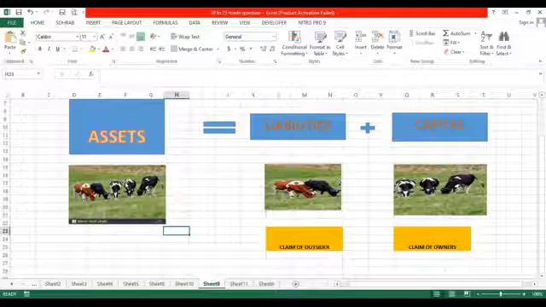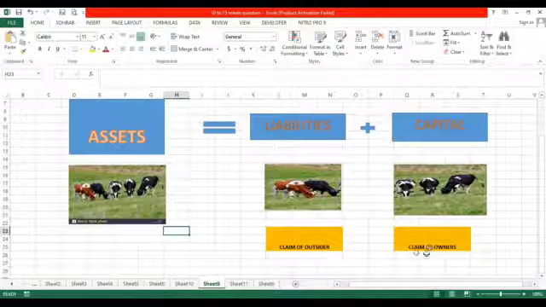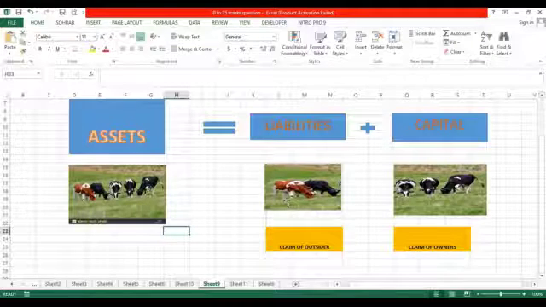So what is this? This is a claim of the outsider on our total assets. These 3 cows are claimed by the owner, but these 2 cows are claimed by the outsider. So whatever assets we hold, we have 2 sources to finance those assets. One source is liability and the second source is owner capital. Liability is an outsider claim on our total asset. Here the claim is for 2 cows.